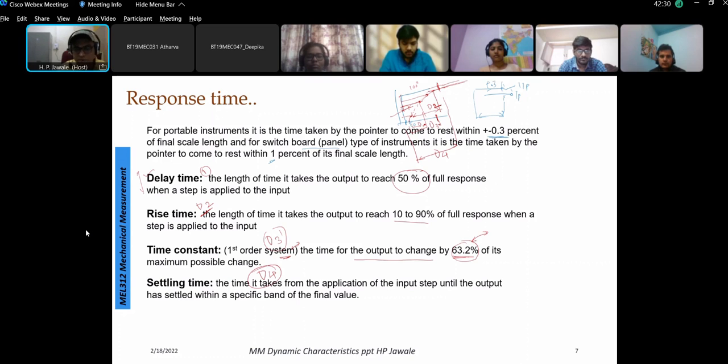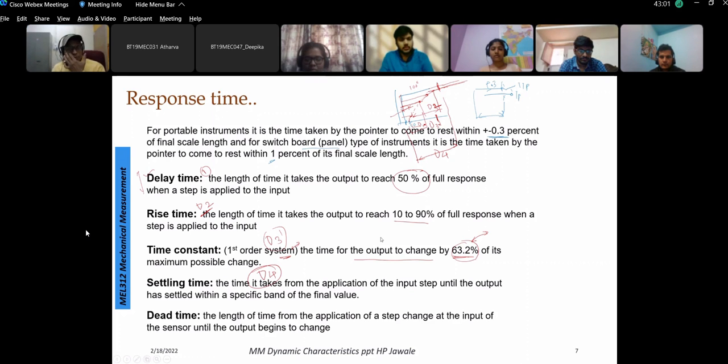Now let me know if there is any difficulty in understanding this, how we anticipate the response time for an instrument having a dynamic input. Please ask if there is some doubt. Okay, so if there is no question from you, then I think we'll move ahead.